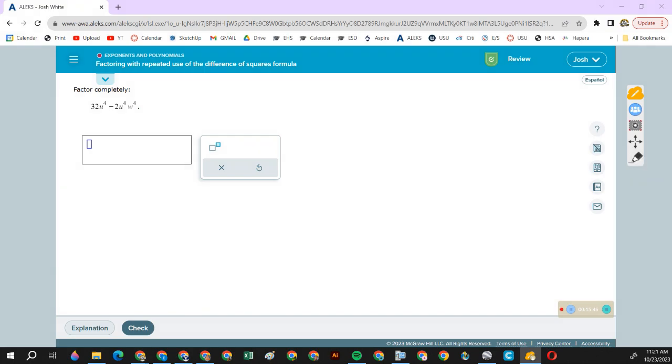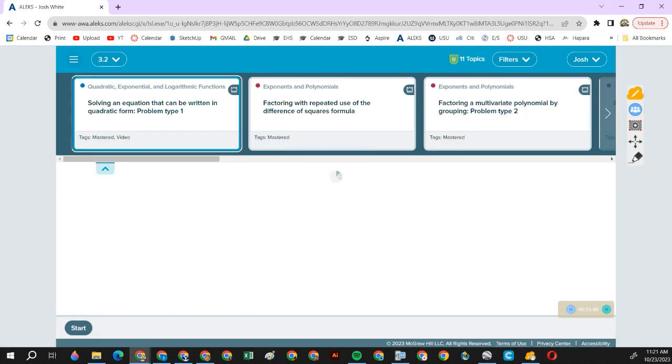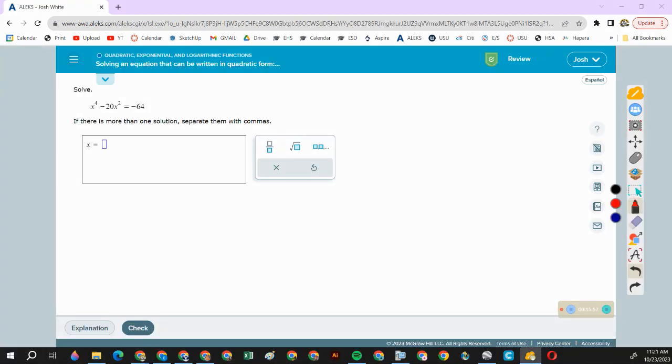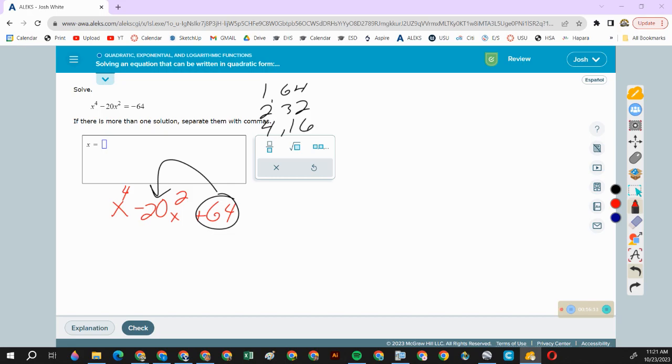All right, and lastly, I'm going to move the 64 over. X to the fourth minus 20x squared plus 64. Are there factors of 64 that add to be 20? So 1 and 64, that doesn't work. 2 and 32, that doesn't work. 4 and 16.